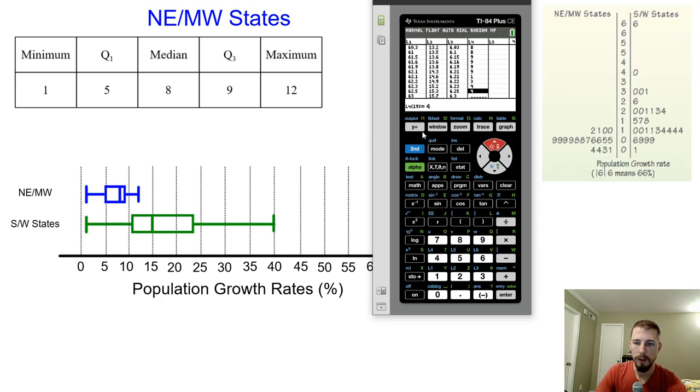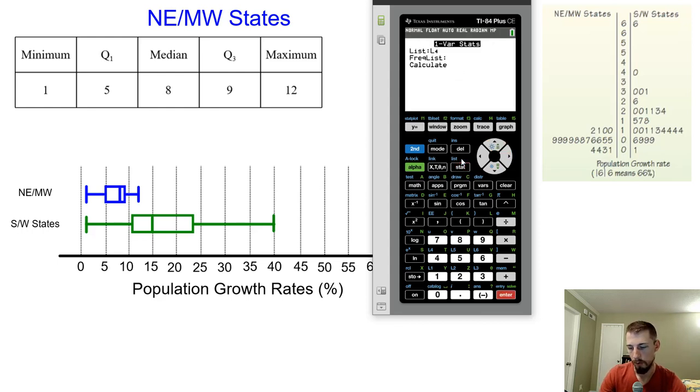All right, so to find the 5-number summary, we go to stat, arrow over to calculate, one variable stats, and we're going to do it for list 4 for this one. Then hit calculate. We don't want the mean and standard deviation. That would be 7, standard deviation of 2.94. Well, we want the 5-number summary because we're doing a box plot. So our minimum is 1, 5, 8, 9, 12.